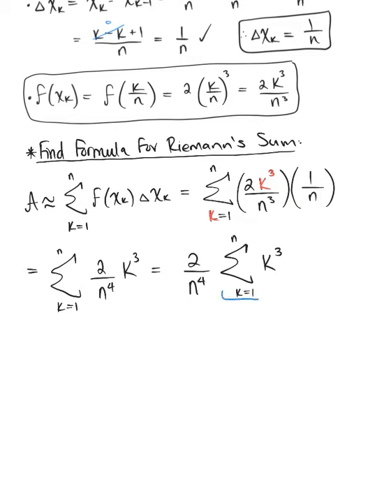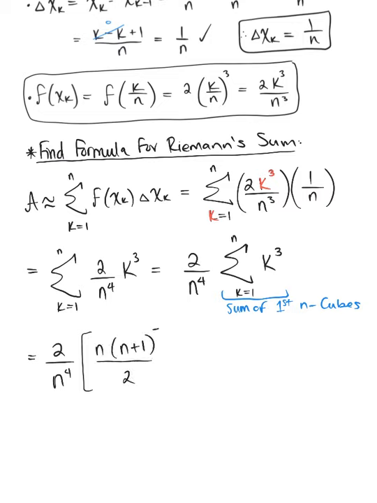We realize, hey, this is the sum of the first n cubes. That's one of those general formulas. So I can rewrite this as 2 divided by n to the 4th. And this is now multiplied by the sum of the first n cubes. And it's a direct formula here. So it's going to be n times n plus 1, all divided by 2, and that is squared.